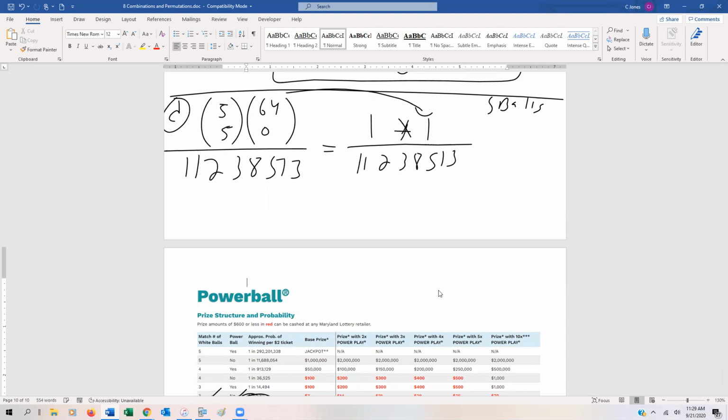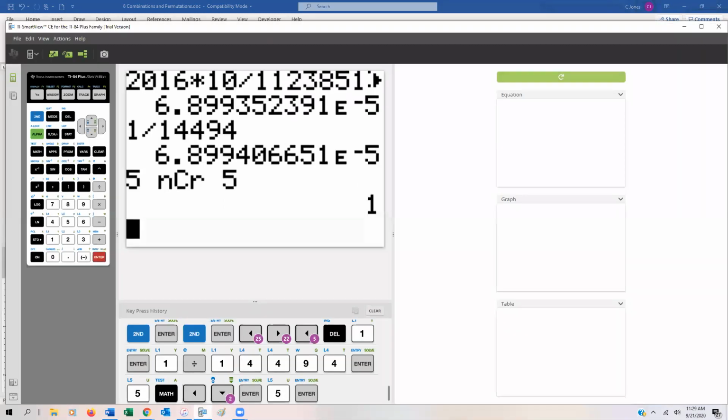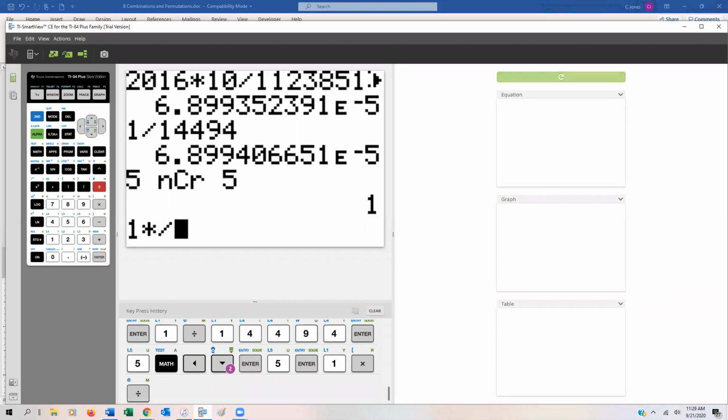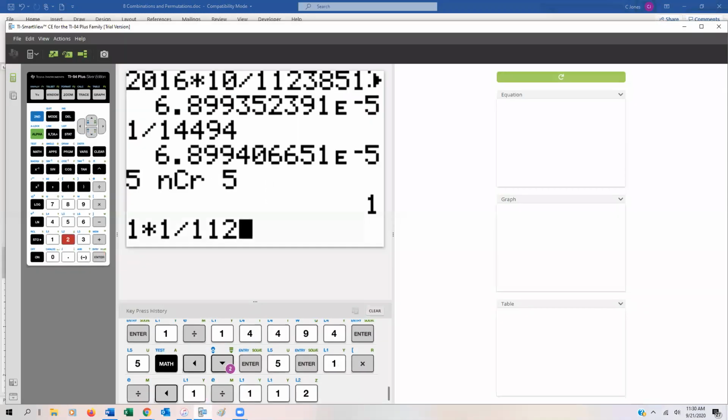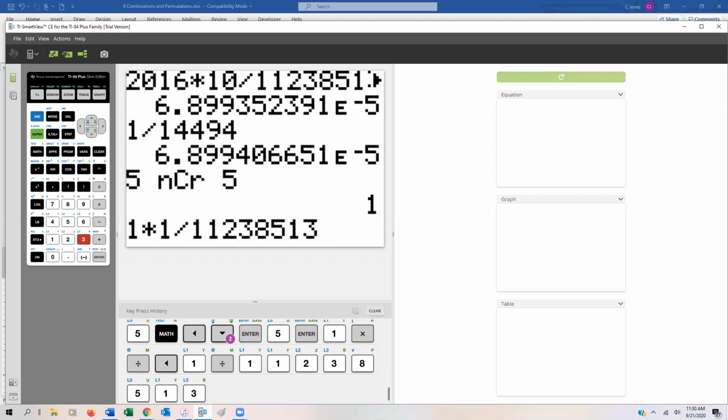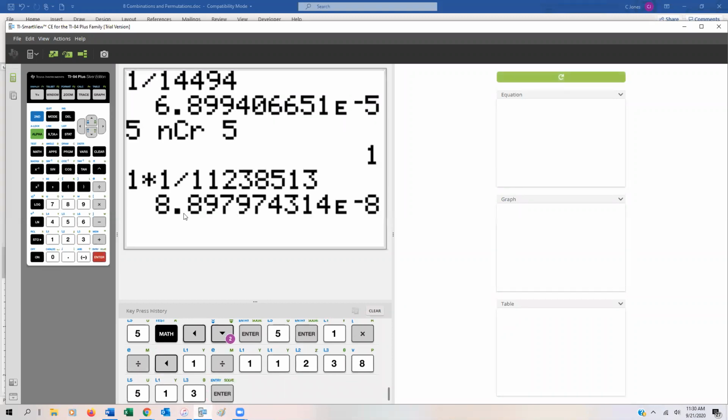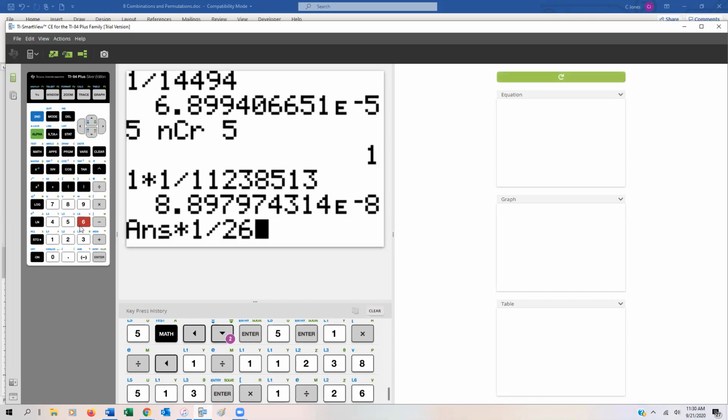We still need the Powerball, right? So let's go in the calculator, and we're just going to type 1 times 1 divided by that horrible number that I keep forgetting, 11238513. All right, so now this is 8.89797, and then e to the minus 8. But we're not done, because don't we have to multiply this by 1 out of 26? Because that's the probability of also getting the Powerball.